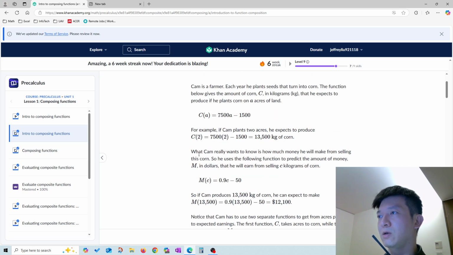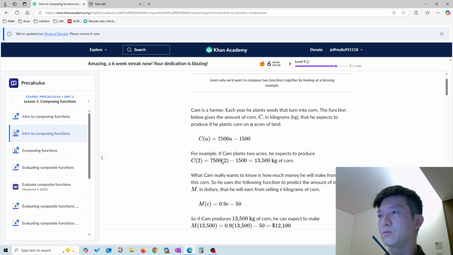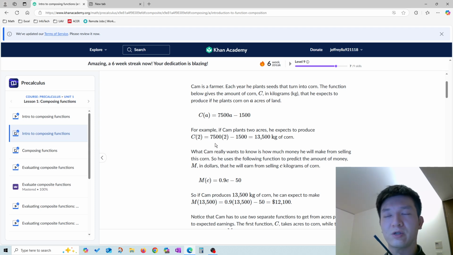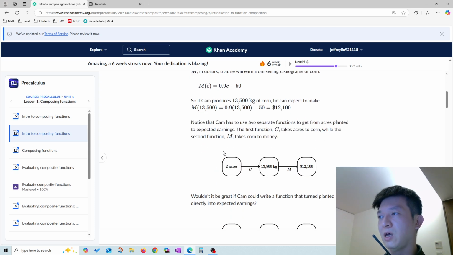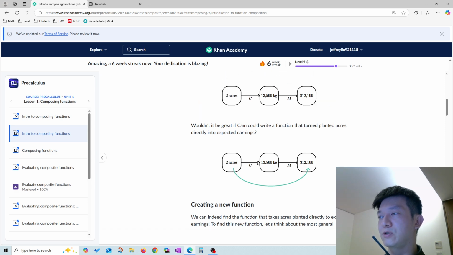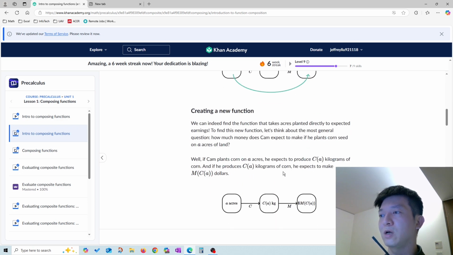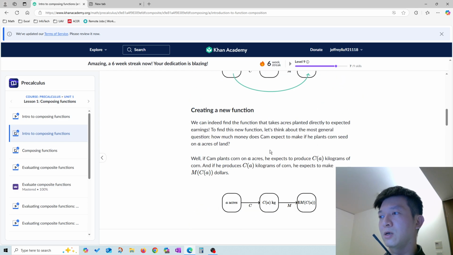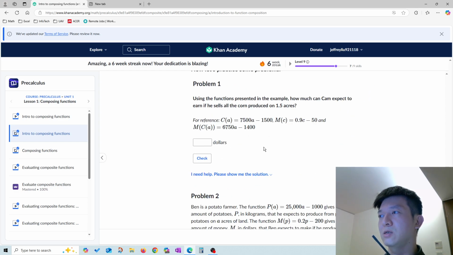Okay, so here are some word problems. Don't worry too much about it because you can just use the same method, plug in and plug out, right? And then 2 acres gives you the new x, which is 13,500 kg, and you plug into the money function, which is our x in the money function, and that gives you the 12,100, right? Okay, so that's the problem here.